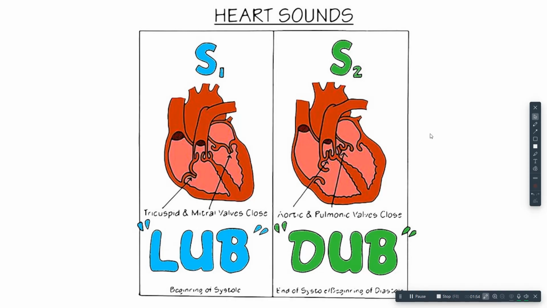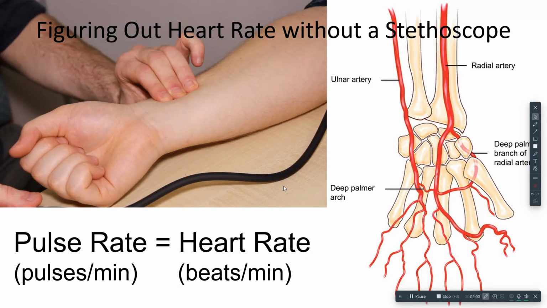Okay, now do we actually need to use a stethoscope and listen to the heart itself to figure out heart rate? No, we don't. Without a stethoscope, we can simply take the person's pulse. So right here, this person is taking the radial pulse in that lateral wrist. And if you just count the pulses in a minute, that'll be the pulse rate. And whatever the pulse rate is, it's going to be the exact same as the heart rate. So pulse rate will give you heart rate.